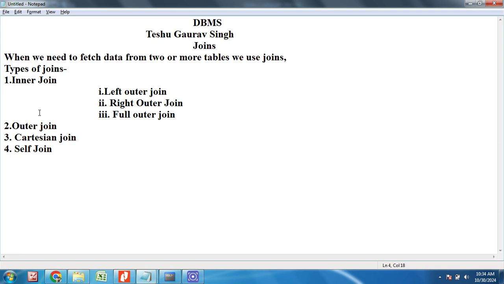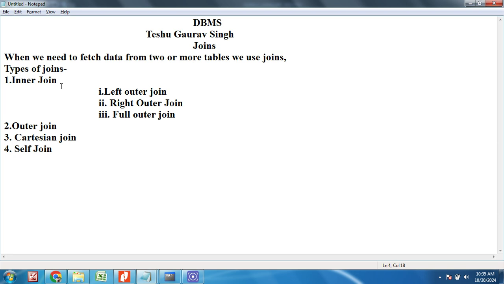Okay, so what is inner join? We call it equijoin and inequijoin also. Equijoin is also called natural join. Okay, so we have equijoin, inequijoin, left outer join, right outer join, and full outer join.